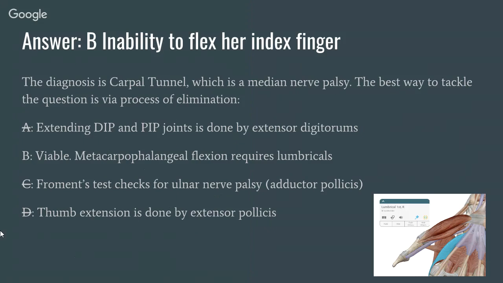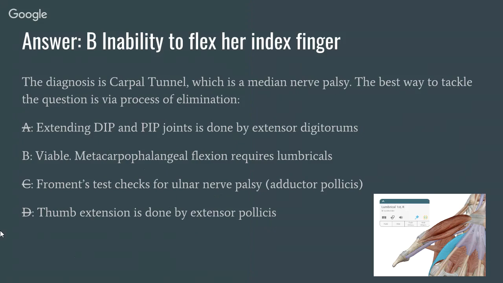So what's an easy way to remember what the median nerve innervates? Half loaf? Nice. Yeah. So half loaf is a classic way that your anatomy tutors would teach you to remember what the median nerve does in the hand. The best way to work this out is by logic and process of elimination. Extending your distal interphalangeal and proximal interphalangeal joints is done by your superficial and profundus extensor digitorums.